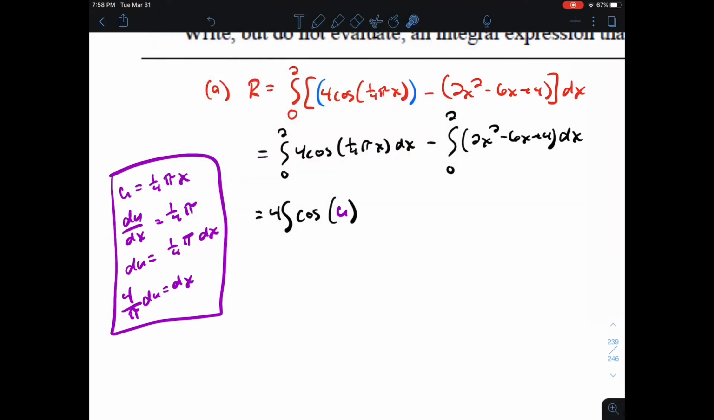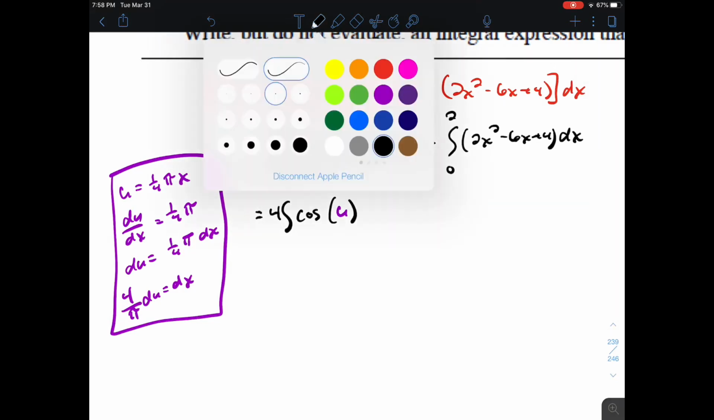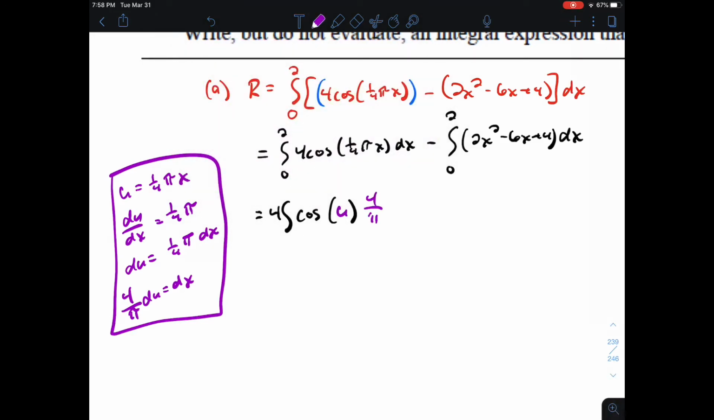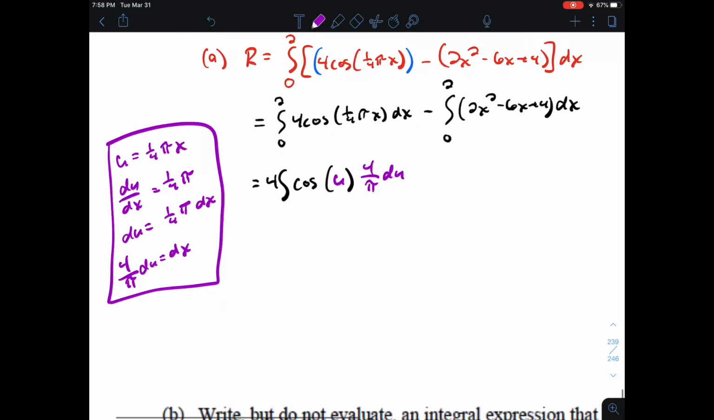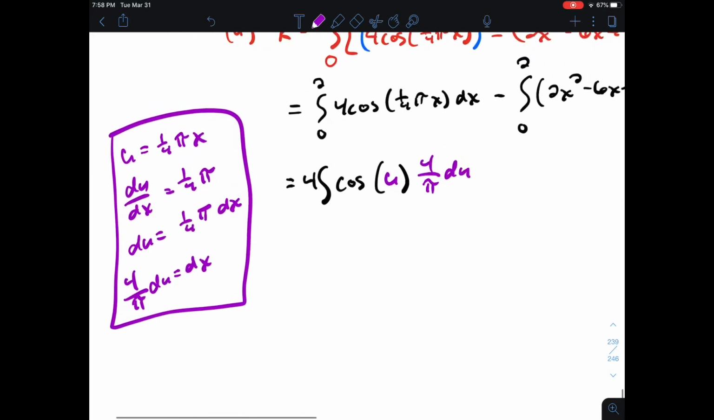And then I'm going to replace dx with 4 over pi du. Now I've got to be super careful right now since I substituted in for u, and I don't want to substitute back in for u later. I'm going to change the upper and lower limits of integration.